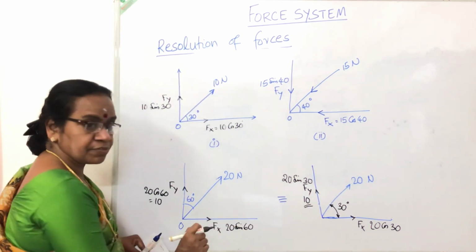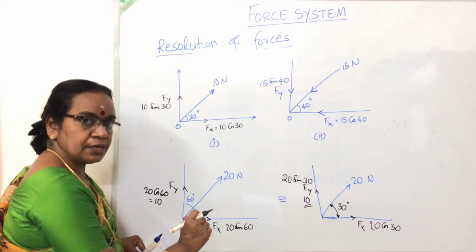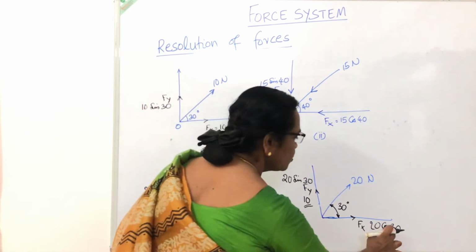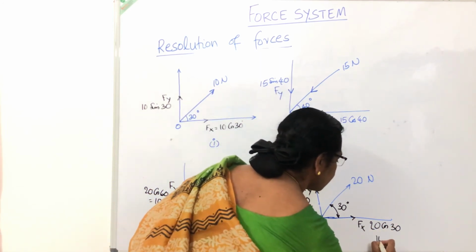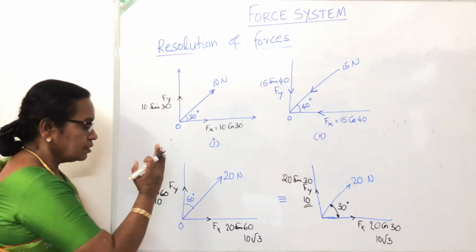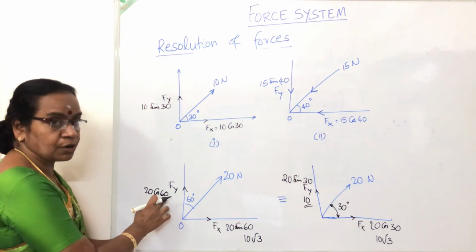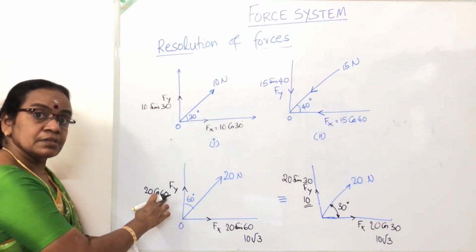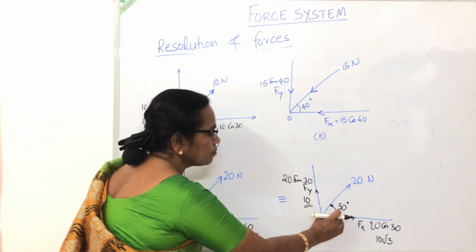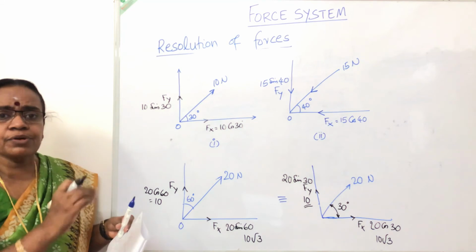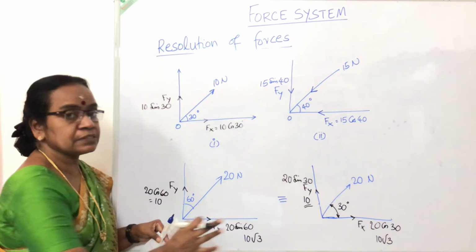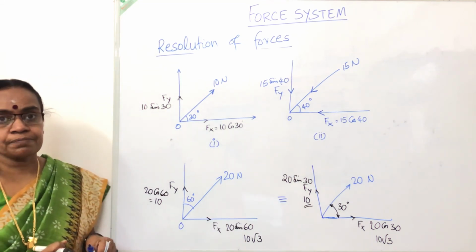20 sin 60. Sin 60 is root 3 by 2. So 20 into root 3 by 2 is 10 root 3. Cos 30 is also root 3 by 2, so this is also 10 root 3. So whether you use the concept of angle from which side, that one is cos, or, if you want, you measure the angle with horizontal by converting all the forces, and then you can make use of it. Fx is equal to F cos 30.